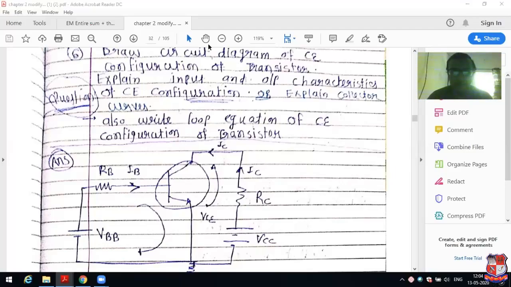What is the meaning of common emitter configuration? Why is it useful? All those points we will discuss in this class. See, this topic is common emitter configuration. Its name itself indicates that the emitter is common between the base and collector. Now I have sketched the diagram related to the transistor.